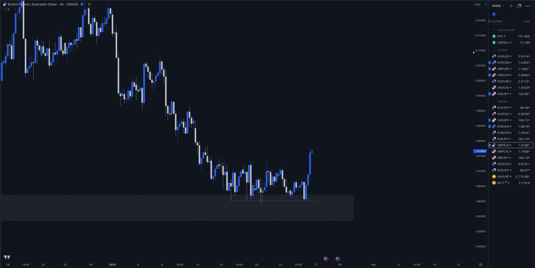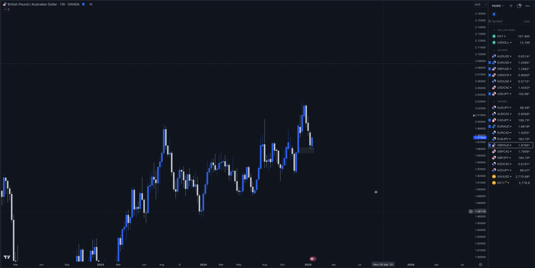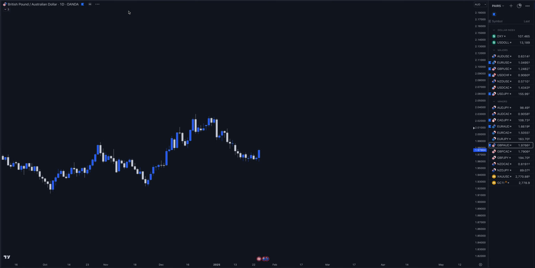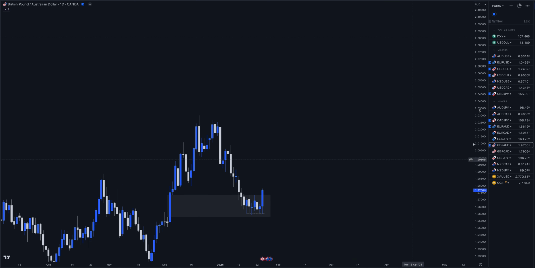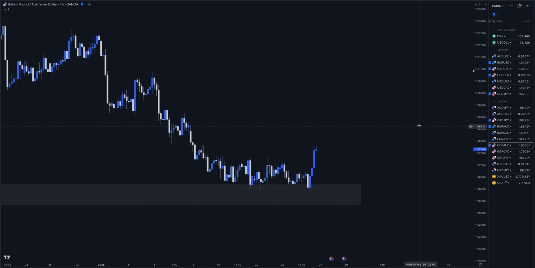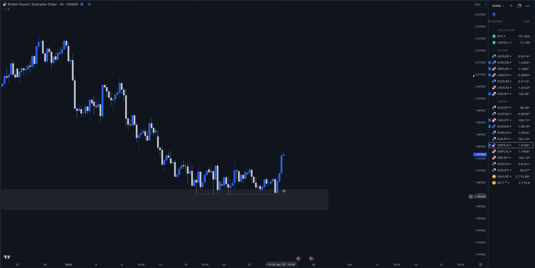Last pair that I'm watching is GBP Aussie. So a clear break of structure. We've got an imbalance, daily time frame. After a good couple of days of ranging, we have a bullish candle. So on the 4-hour time frame, we can see we've had liquidity sweeps, we've had a break of structure, so I'm going to wait for a retracement and then a confirmation for longs.